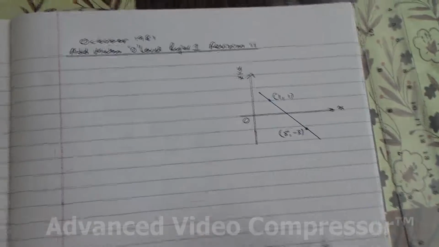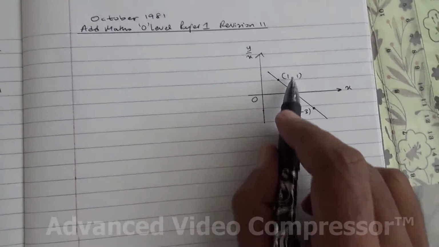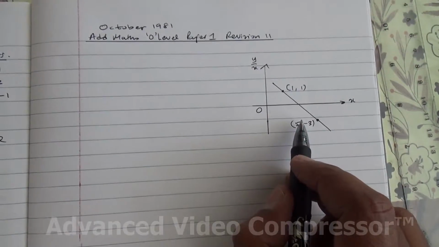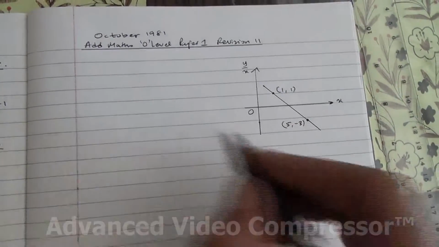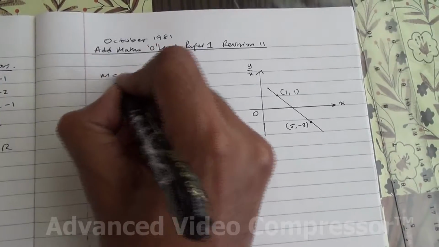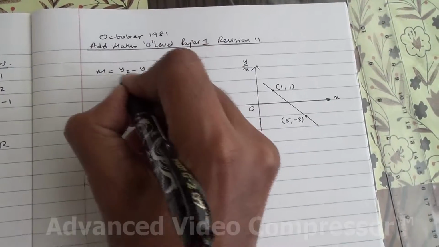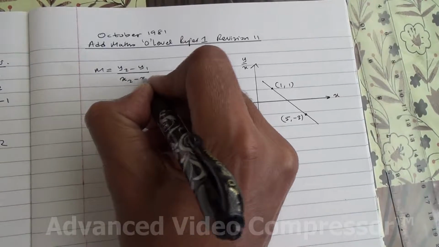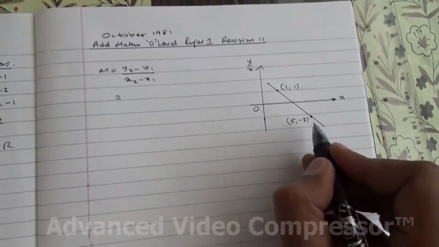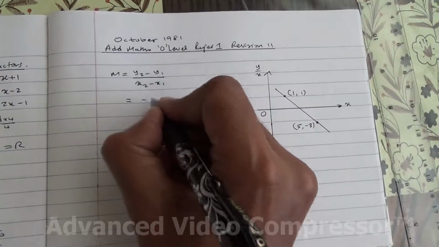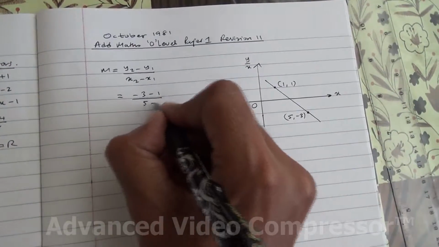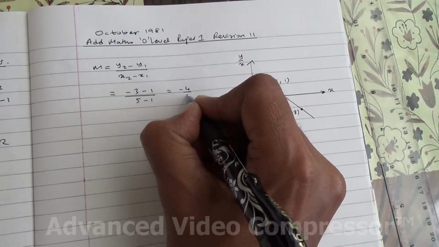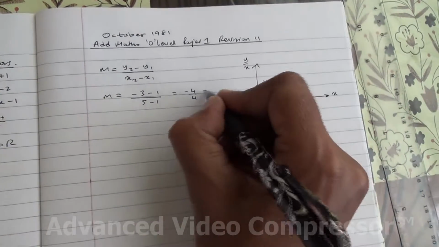Okay, so here's the graph and this is your line. Now, first of all, when you see two points like these, you have to find the gradient, the slope of this line. So how are we going to find the gradient? We know that gradient is equal to (y2 minus y1) divided by (x2 minus x1). Therefore, -3 minus 1 divided by 5 minus 1, and that's going to be -4 over 4, and therefore m is going to be -1.